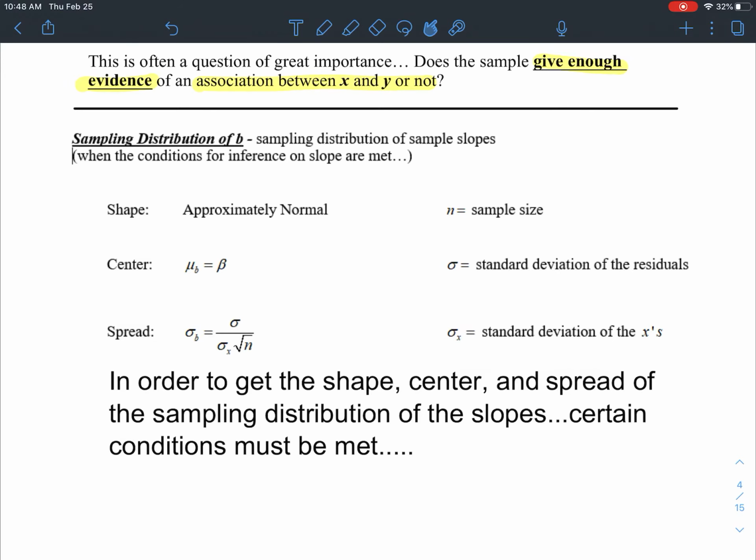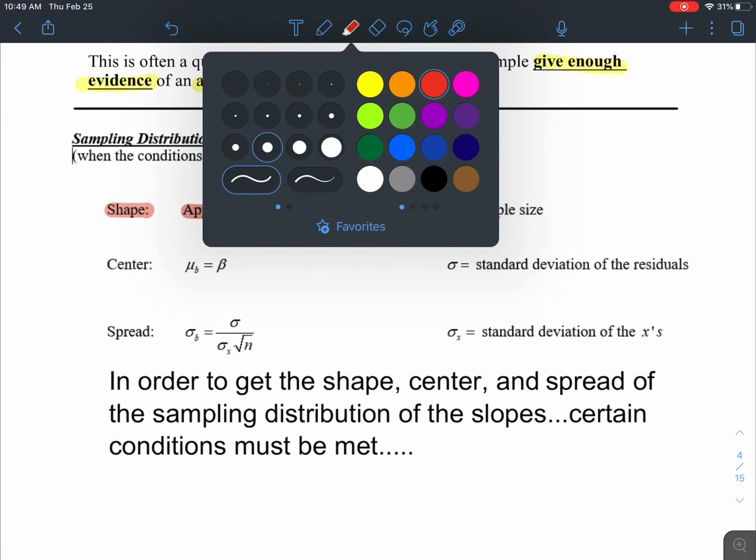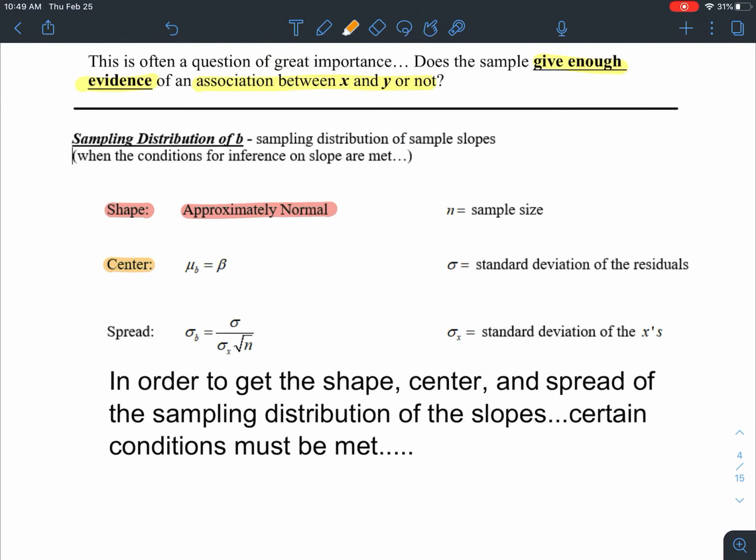Okay, so that brings us to this: anytime we describe a distribution, we are always needing to describe three things. We're needing to describe the shape. The hope here is that we can say that the shape is approximately normal. There are going to be some conditions that apply here. We always want to say what the center is.